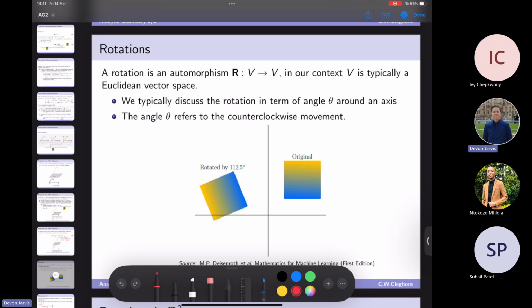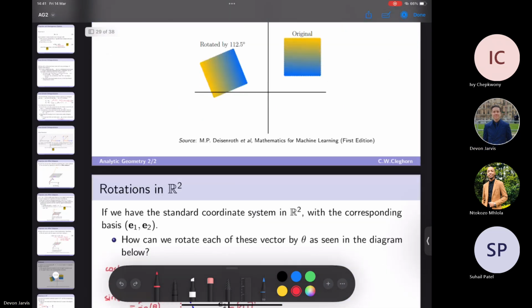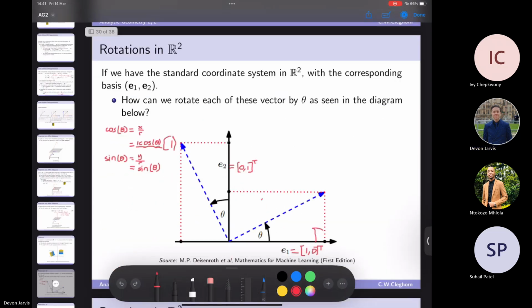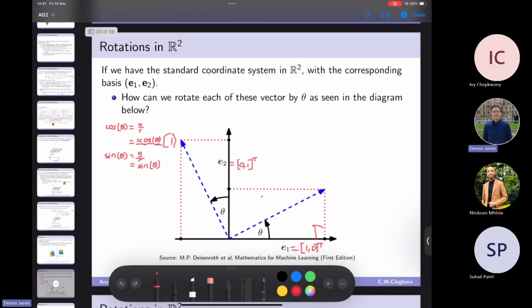In our context, V is typically a Euclidean vector space, and we typically discuss the rotation in terms of an angle around an axis. The angle theta refers to the counterclockwise motion. So that's pretty common. If we have the standard coordinate system in R2 with the corresponding basis E1 and E2, our canonical basis, how can we rotate each of these vectors by theta as seen in the diagram below?